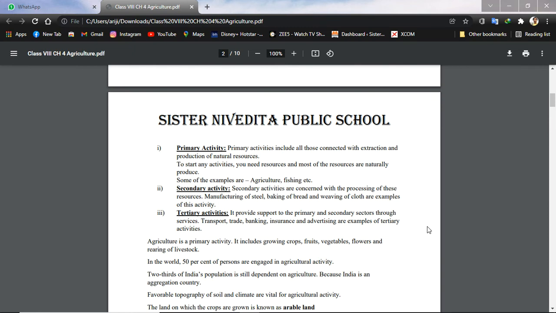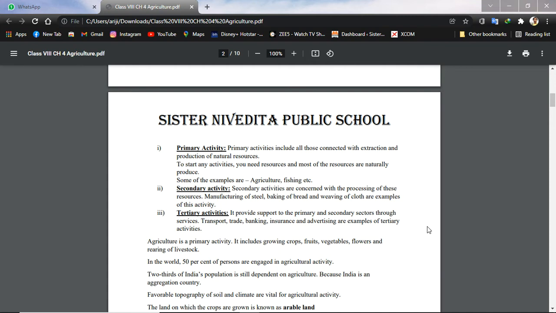What is the primary activity? Primary activities include all those concerned with the product from the natural resource. We just collect the resources from nature. That is included in the primary activities. Most of the resources are natural products. Remember it, the natural product is included in the primary activities. Some examples are agriculture, fishing, hunting and gathering.